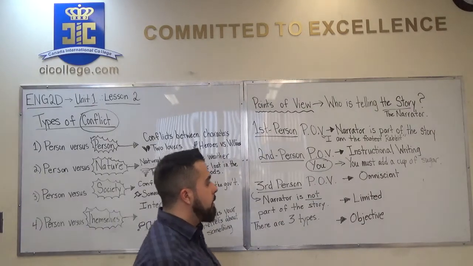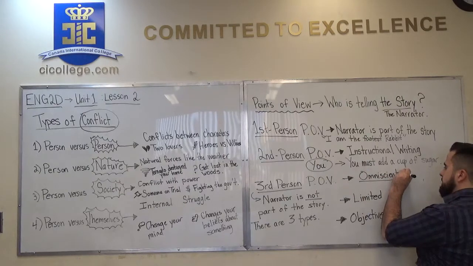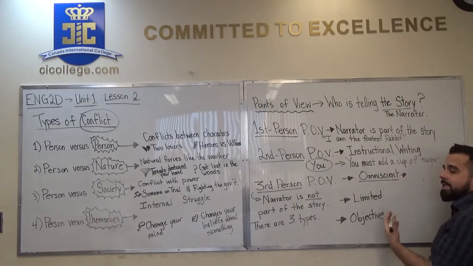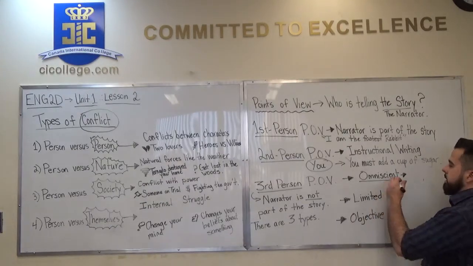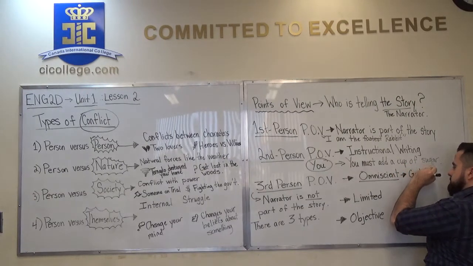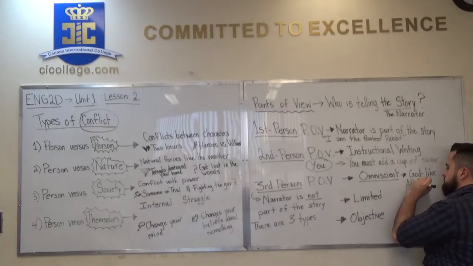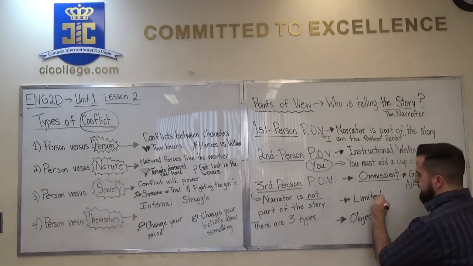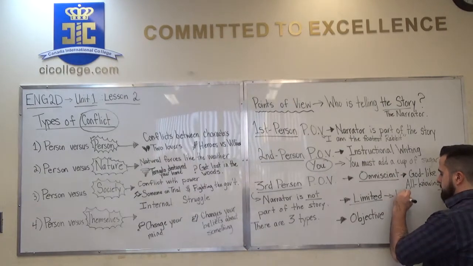So, the first one is called omniscient. Omniscient means all-knowing. Sometimes a narrator will tell a story and they know everything that's going on. They know the character's feelings, the character's thoughts, all of the characters. So, almost godlike or all-knowing. The next one is limited, where we only know one character's thoughts and feelings.